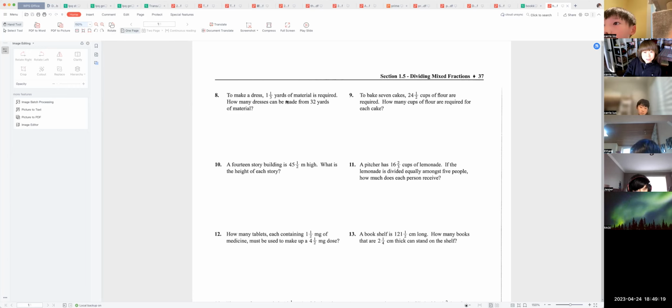OK，我们先来看一下这道题目啊。如果我们不会做这道题目，如果老师现在给你的题目是 To make a dress, I need 2 yards of material, and how many dresses can be made from 32 yards? How do we do it? I think everybody can give me the answer. 32 divided by 2 equals 16, right? 16 dresses.